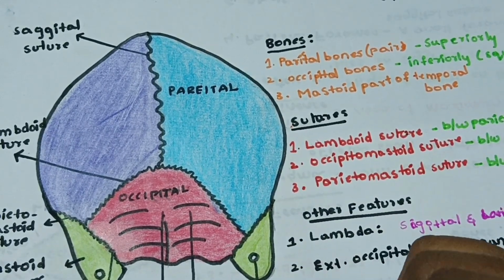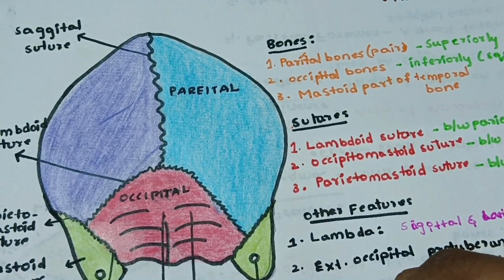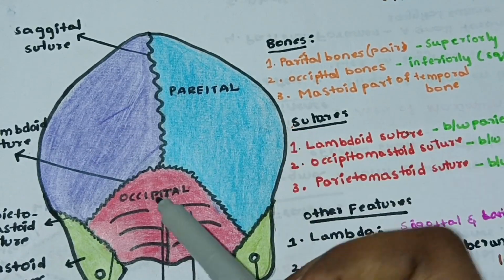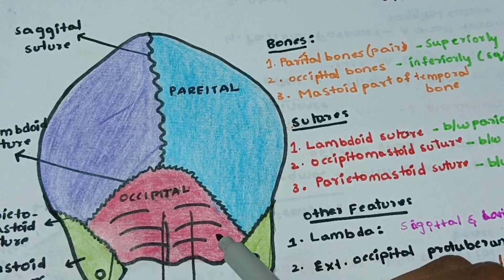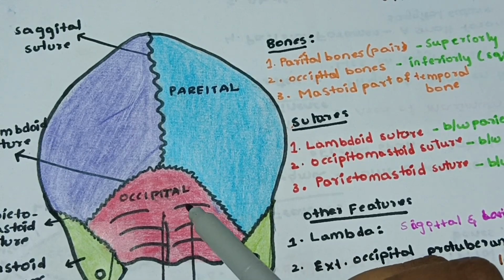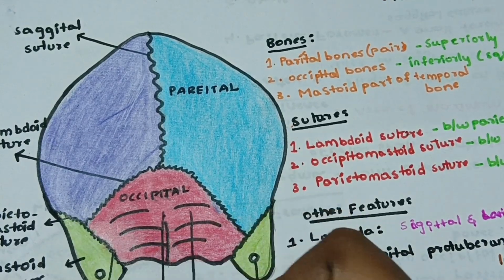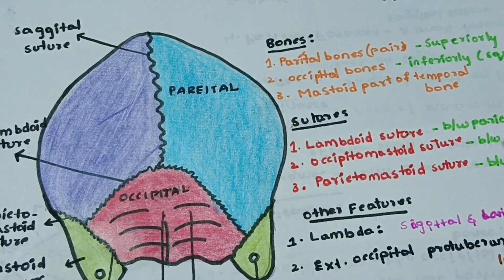So what are the bones involved in the formation of norma occipitalis? A pair of parietal bones presented superiorly, and the occipital bone, the squamous part of the occipital bone, presented inferiorly. Along with that, the mastoid part of the temporal bone is also involved in the formation of norma occipitalis.